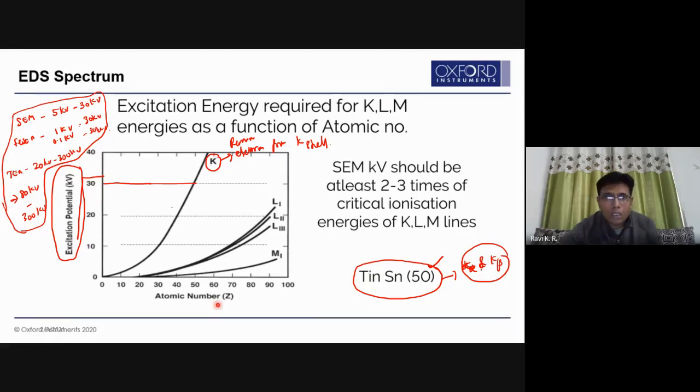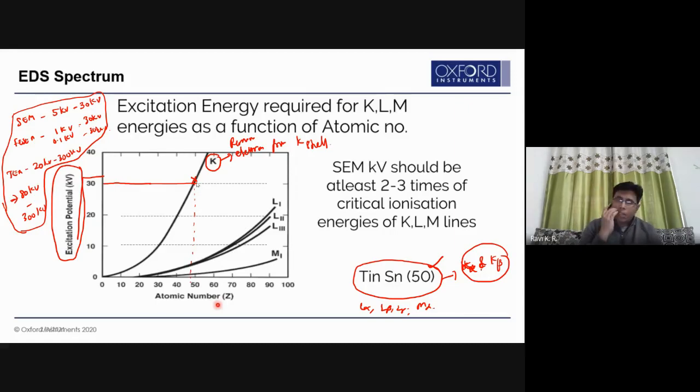Now you look at this curve. What it says is that for tin, at best you can get only L alpha, L beta, L gamma, and M alpha. K alpha is not possible. That is what it is saying.